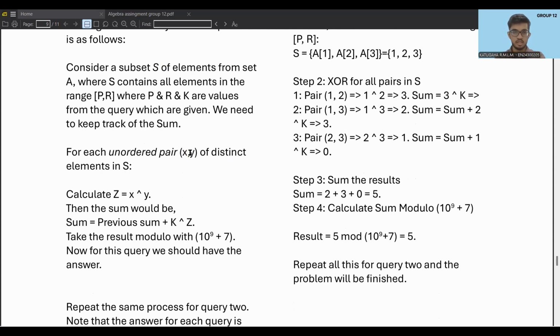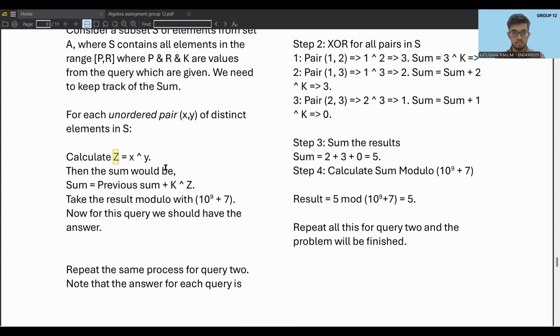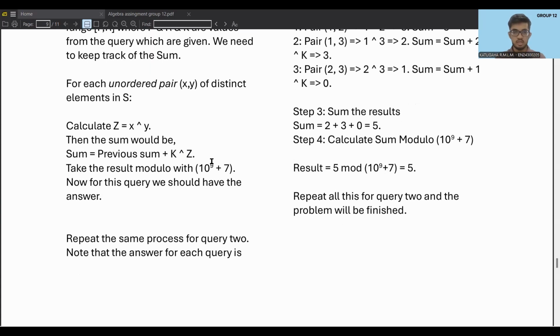For each unordered pair X, Y, we need to calculate Z, where Z is the result when X and Y are fed into the exclusive OR function. We need to keep track of the sum like this. Finally, we need to take the modulo with 10 to the power 9 plus 7 of the sum. That will give us the result.